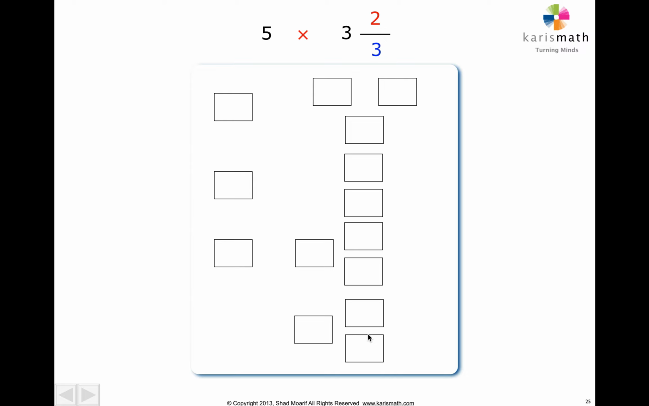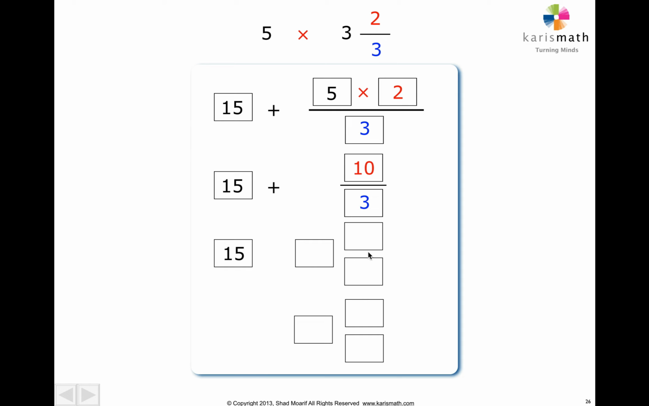5 times 3 2/3. So first do the whole numbers, 5 times 3, which is 15. And then you repeat 2/3 5 times, so 5 times 2 thirds. Always make sure you're adding them throughout. And so you get 15, and add 10/3. Good. What now? Who can tell me what we do next? What do we write here? 10/3, very good. What do we write here?